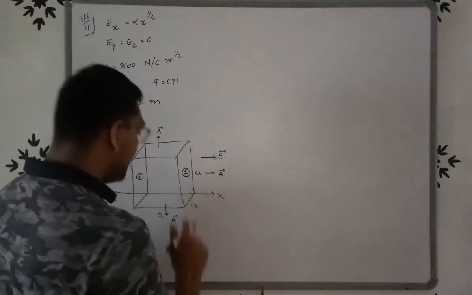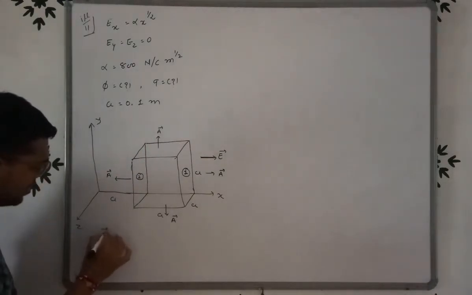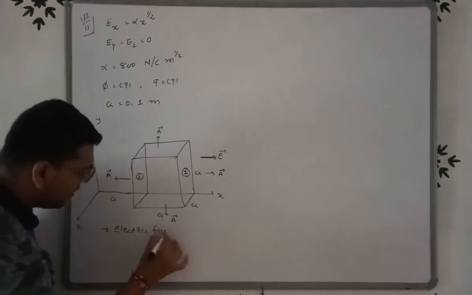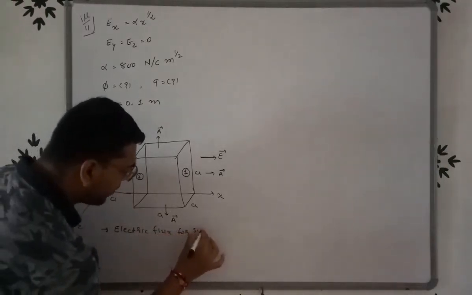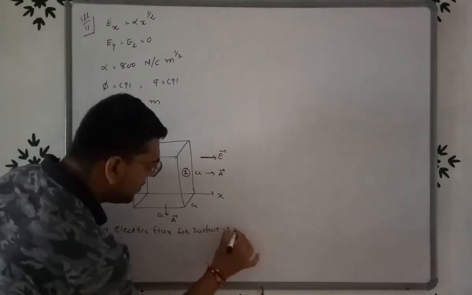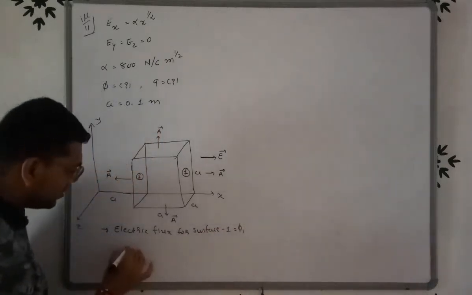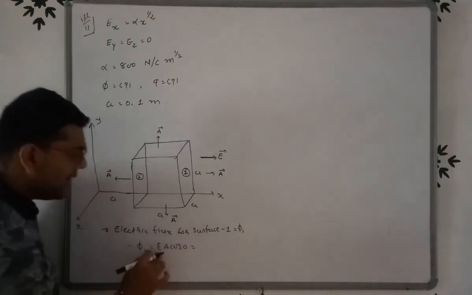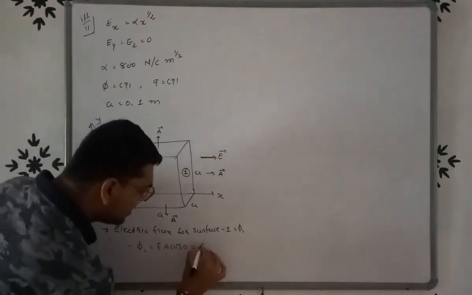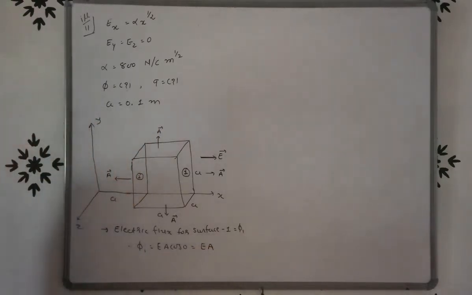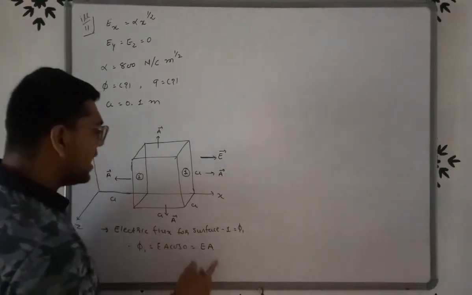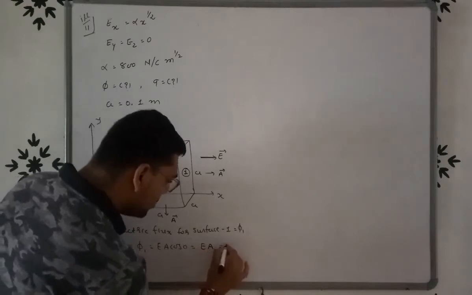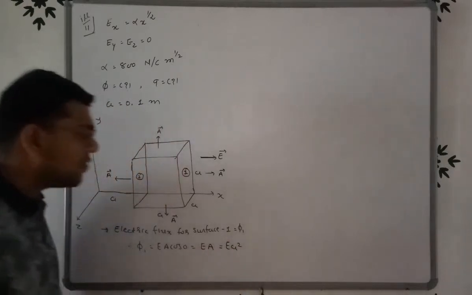So electric flux for surface 1, which is phi 1, right? So phi 1 is equal to EA cos 0. The value of cos 0 is 1, that means EA, right? Now here we know the area. The length is A, so the area is A into A, so A square. So phi 1 is equal to EA square.